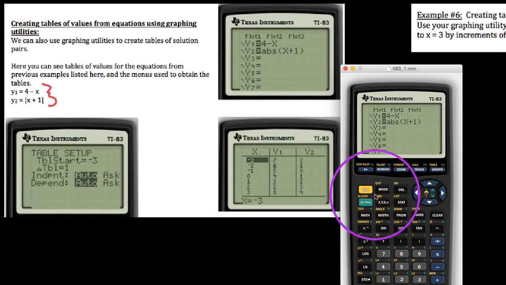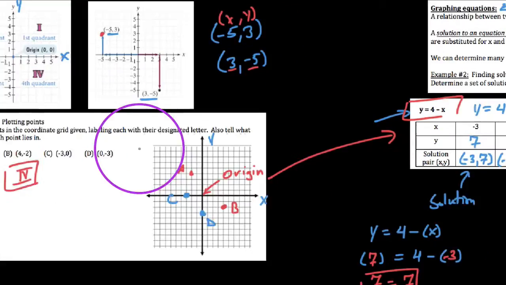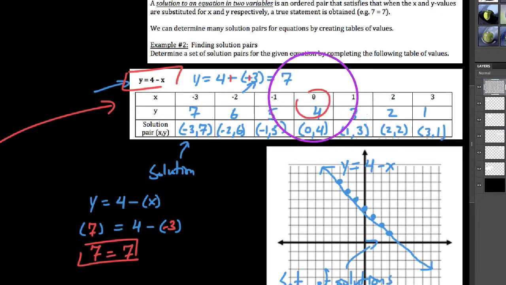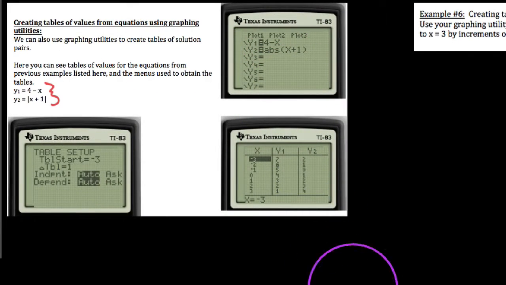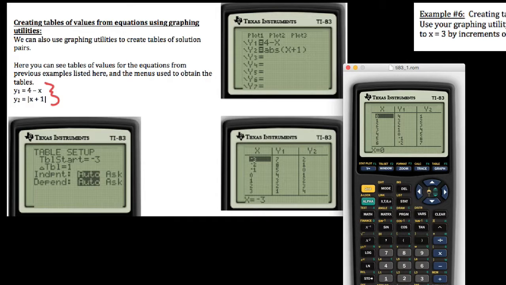So if I hit table right now, you'll notice that my table starts at an x value of 0 and is going up by 1 each time. And so what you would see here, at least for our xy pairs, is 0, 4, 1, 3, 2, 2. We said this in our first video: we have 0, 4, 1, 3, 2, 2. These are precisely the same values that we are getting on our calculators now, okay?